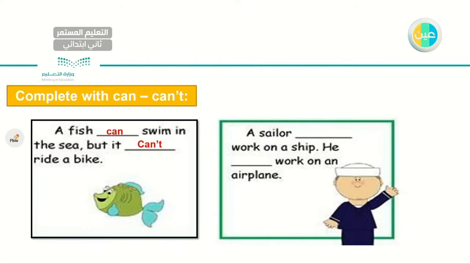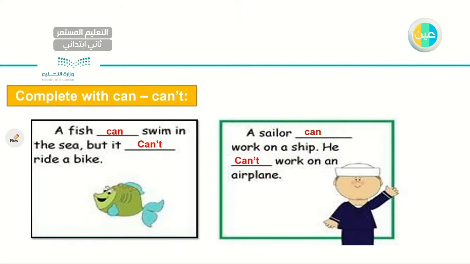For this man, he's a sailor, right? He's the guy who works on a ship. So what do you think? A sailor work on a ship. He work on an airplane, like pilots or flight attendants. So what do you think? A sailor can work, very good, can work on a ship, but he cannot work on an airplane. He cannot work on an airplane.